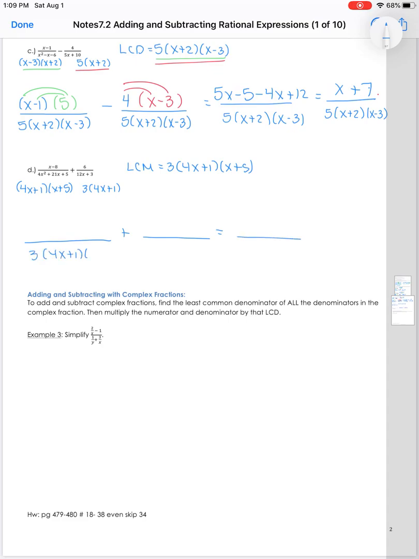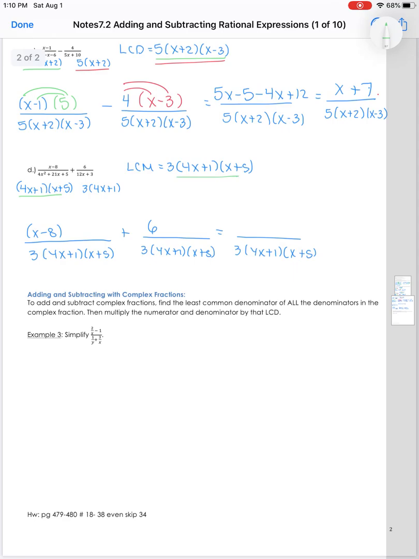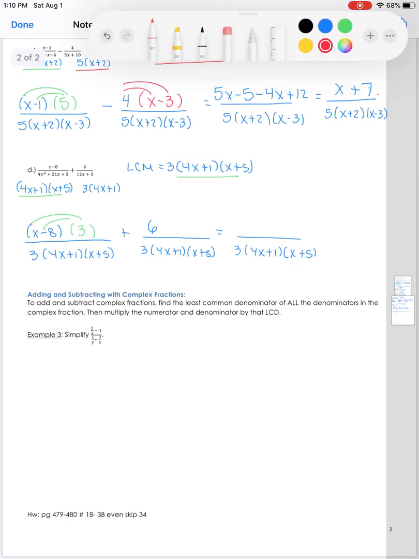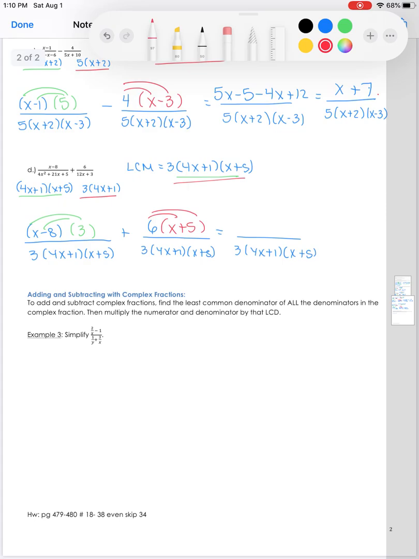So let's set up. Here's our LCM. So we have a 6, so we have an x minus 8. And now we ask ourselves, all right, what's missing? I'm going from this to this. I need a 3. I'm going from this to this. I need an x plus 5.